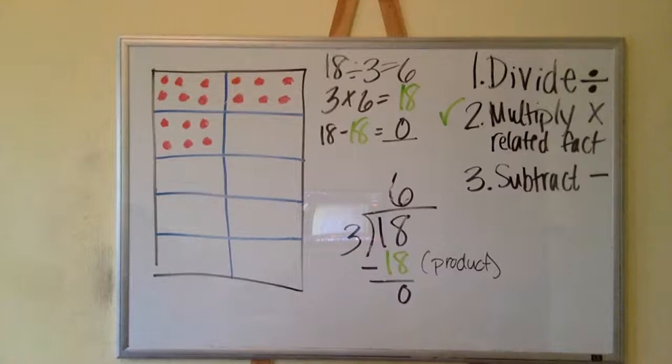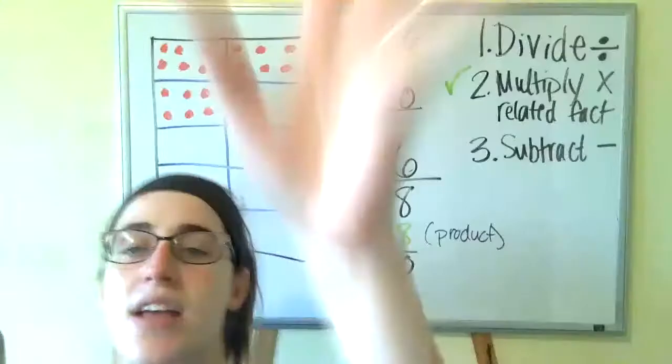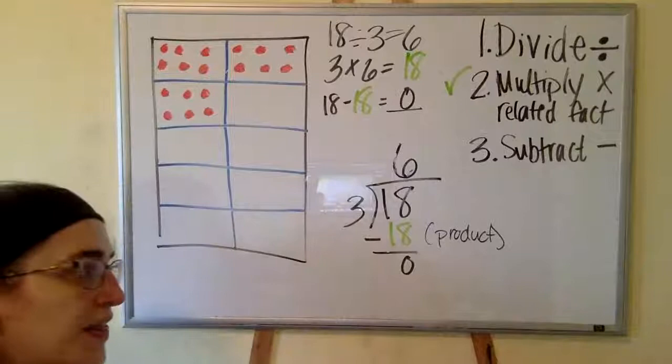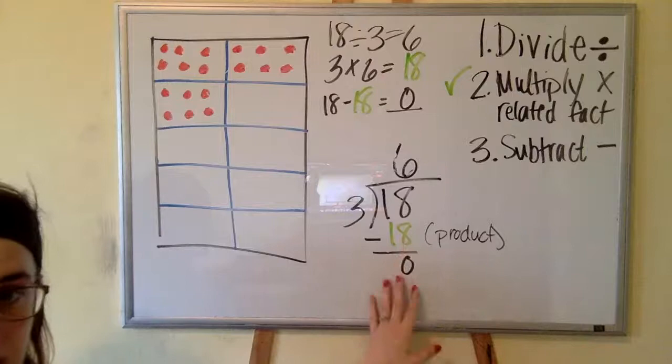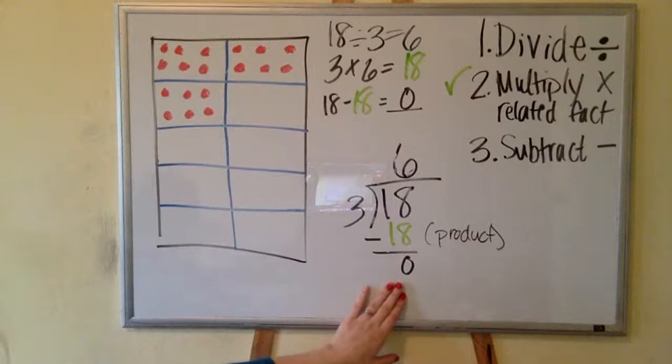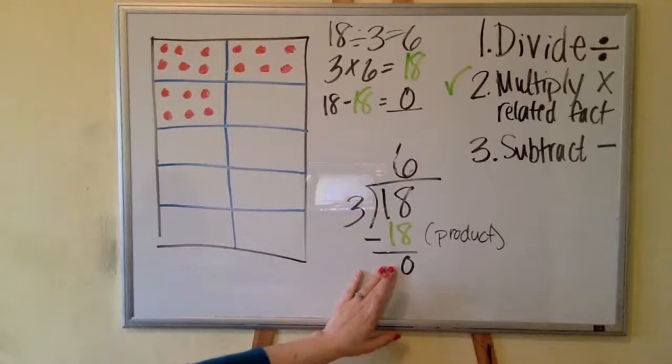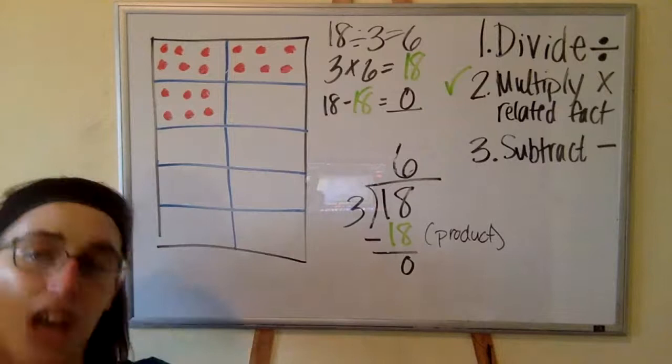Question for you: do you think that subtracting 18 from 18 is the final step in solving a division problem? It's not a trick question. It is the last step, and here's why. We subtracted what we started with from what we checked to make sure our division was correct. We subtracted them and got 0. Because we have 0, this shows that we're done. It is the final step because all of the pieces of candy have been divided and there are none left.